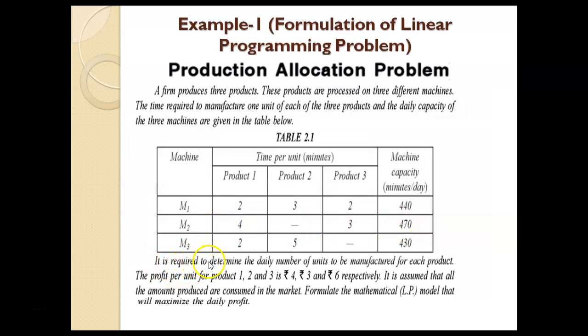It is required to determine the daily number of units to be manufactured for each product. That is, how much of product one to be produced, how much of product two be produced, how much of product three be produced. The profit per unit of product 1, 2 and 3 is rupees 4, rupees 3 and rupees 6 respectively.